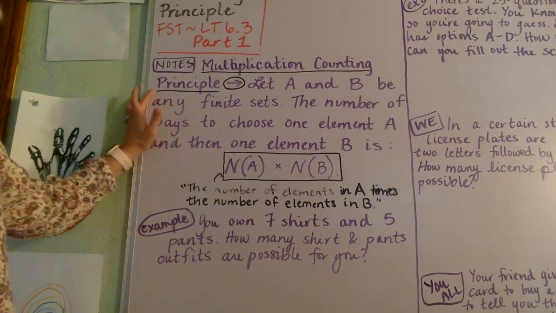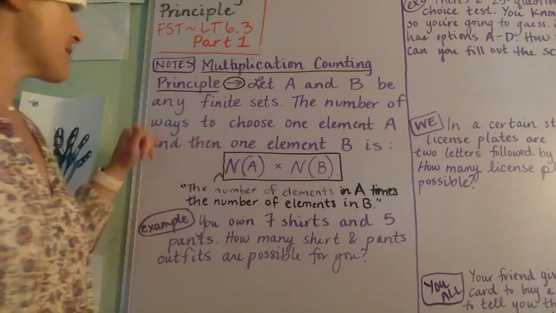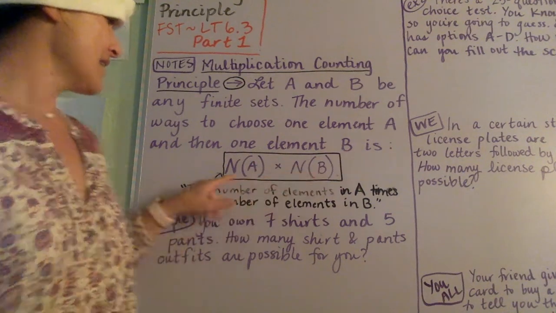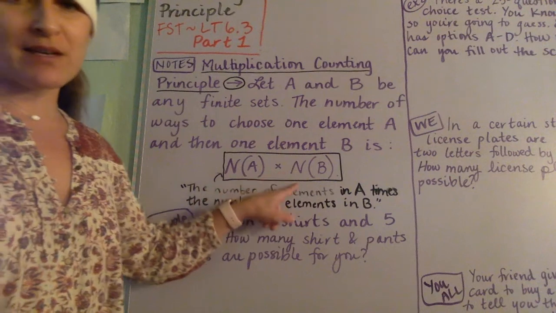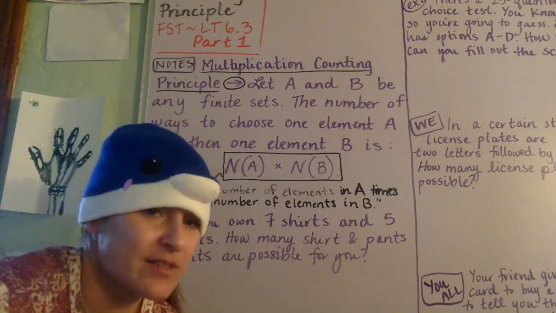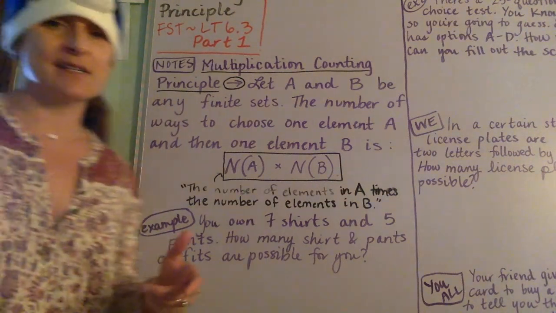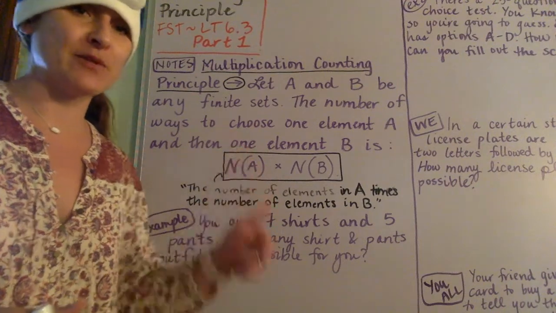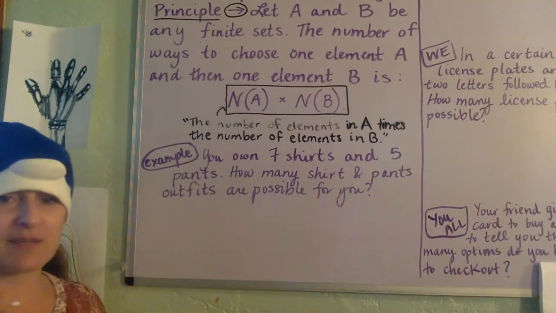Multiplication and counting principle looks like this. We're going to let A and B be any finite sets. The number of ways to choose one element A and one element B is the number of elements in A multiplied by the number of elements in B. And so what you really want to think of here when you talk about the fundamental counting principle, multiplication specifically, is choices, choices, choices, multiply, multiply, multiply. Okay, so pretty straightforward. So let's just take a look at some examples here.